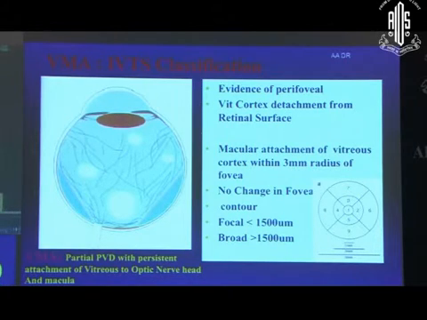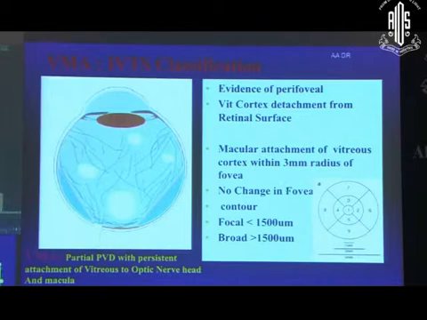definition, which defines the zones which we get on the OCT, because all these we have to have ways of calculating. So there is an evidence of perifoveal vitreous cortex detachment from the retinal surface, which you can see here. There is a macular attachment of the vitreous cortex within 3 mm radius of the fovea. There is no change, as Dr. Malika beautifully pointed out, no change in the foveal contour.